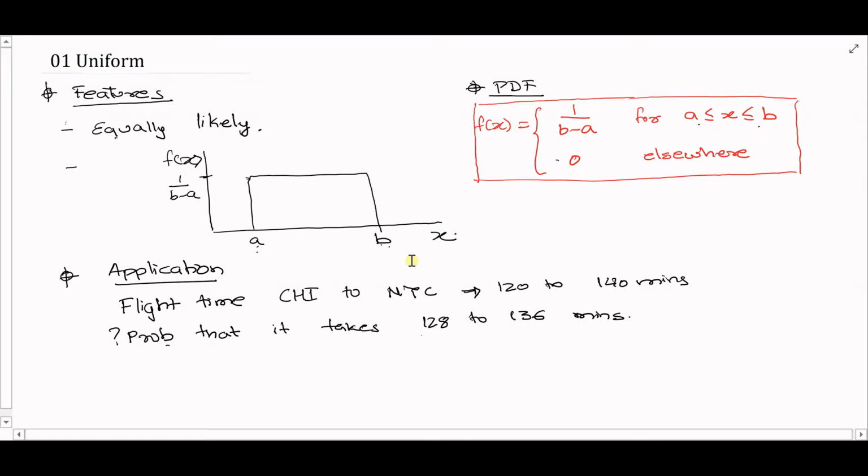One type of continuous probability distribution is the uniform distribution. As the name suggests, uniform distribution is a distribution where the probability of occurrence of the random variable x is equally likely. So x can take any values, but the probability of each of these x is exactly the same. If you think about x taking values between a and b, then the probability of each occurrence between a and b is 1 over b minus a, and it's 0 elsewhere.